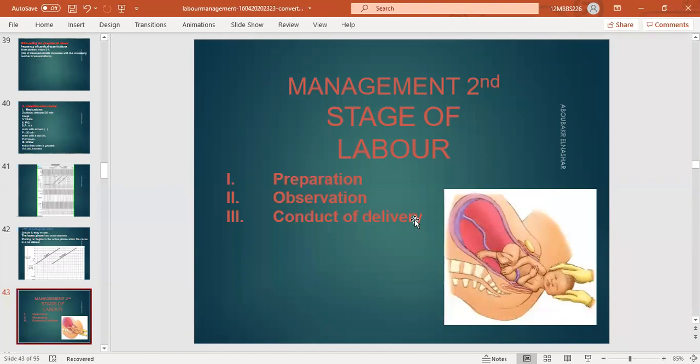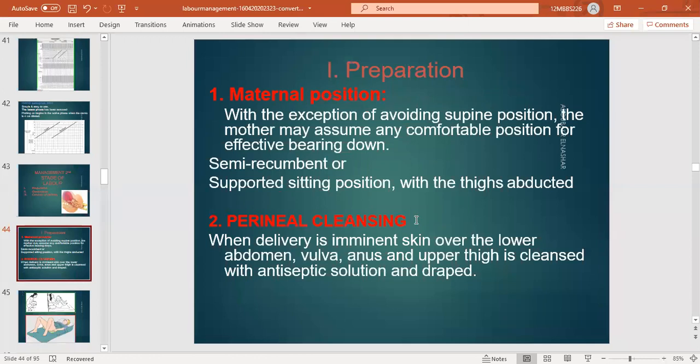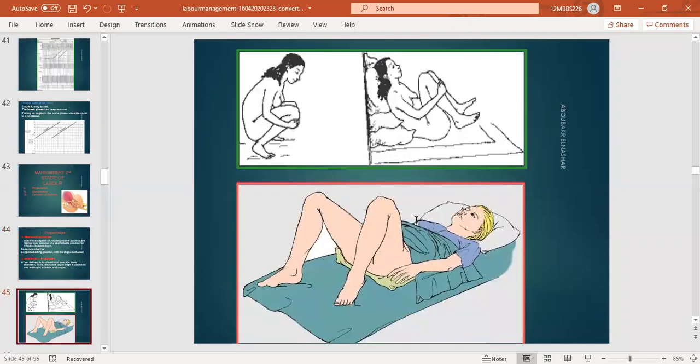Usually we have the practice to deliver the patient in the dorsal position, but she can deliver in the left lateral position or even in the squatting position. Then you have to observe the duration of the labor and monitor. Again, you have to monitor this. These are the different positions of the patient.